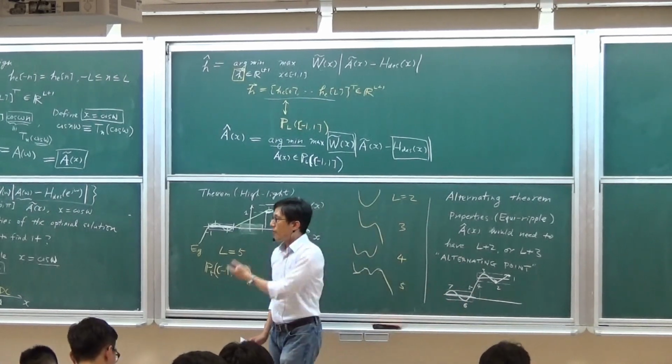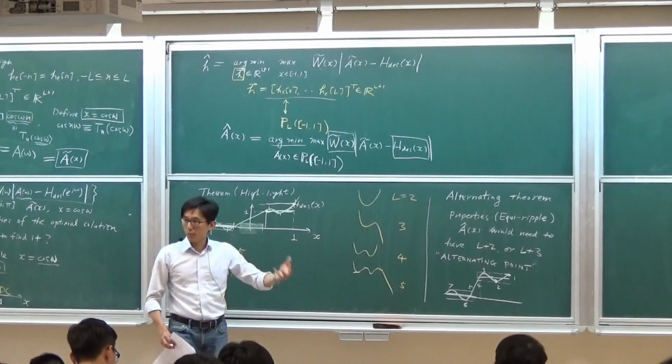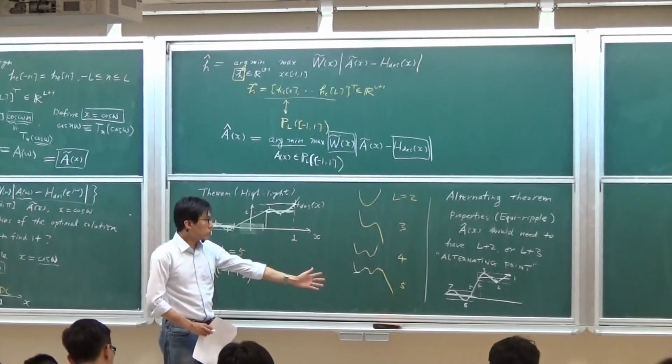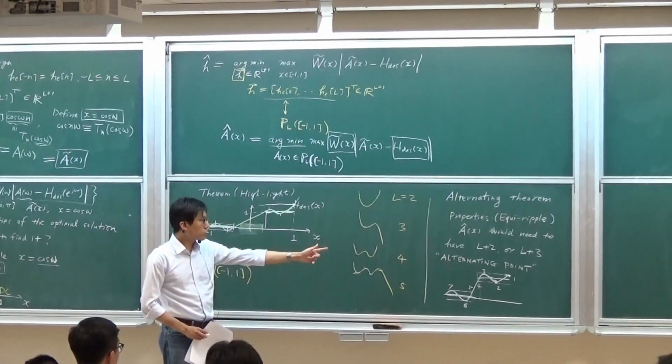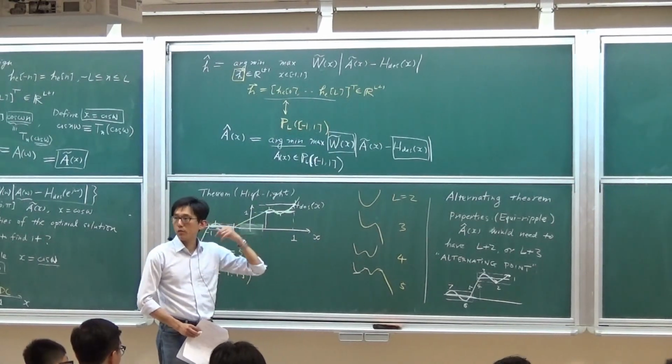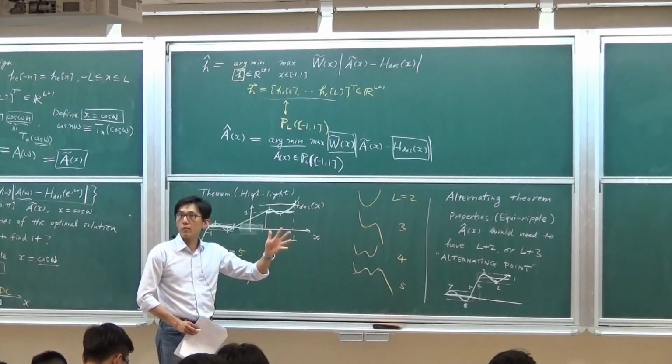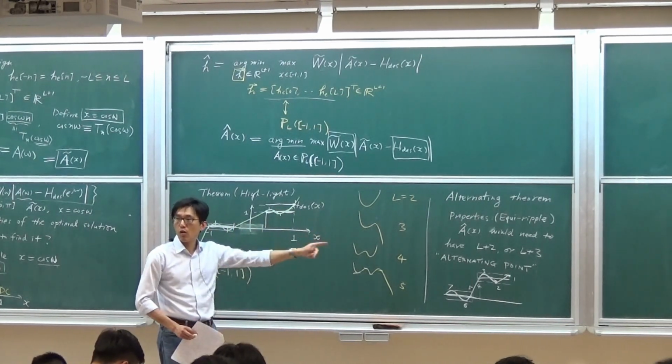So that's a theory, a property. We know that how we're going to find it is another business. But we know there is a theorem that tells us that the best solution will need to have L plus 2, in this case, or L plus 3 alternating points, where the approximation error reaches maximum and the sign alternates.